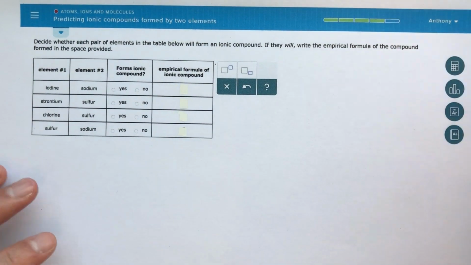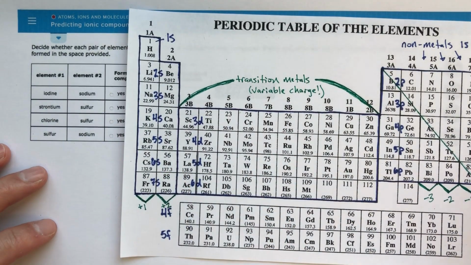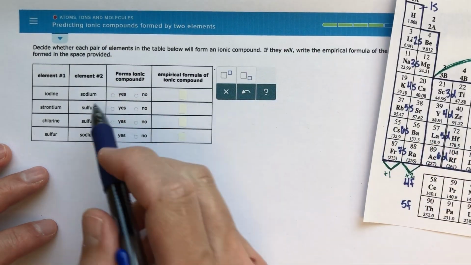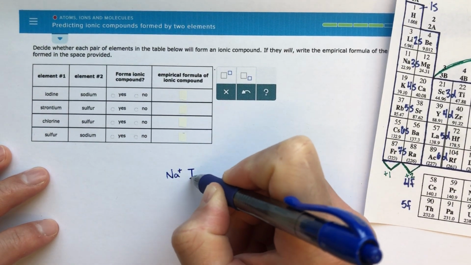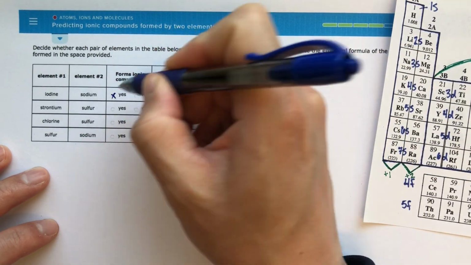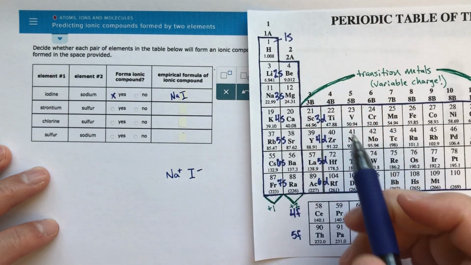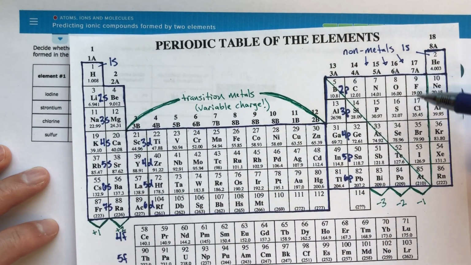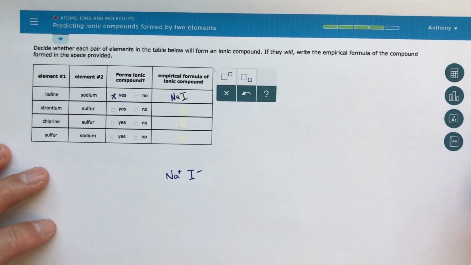Just to make sure that we're all clear on the concepts here. So iodine and sodium. So iodine is over here. Let's make sure you can see that. Iodine's over here. That is a non-metal. And then sodium is a metal, so that one's going to work. And then the charges, Na+ and I-, so yes. And then our empirical formula should just be NaI, 1 sodium for every 1 iodine. And iodine is in group 7, so it's always going to be a -1 charge if it's in an ionic compound, which is what we have, so that looks good.